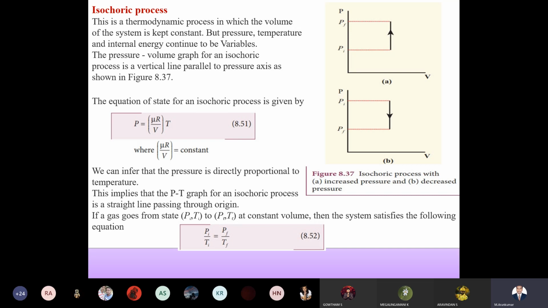The equation of state for this process is, again, P equals mu RT. Volume here is constant, so we can take volume to the other side. So we have P equals mu R by V into T. In these terms, mu, R and V are constant. Then we can take P proportional to T. Then we have the equation of state for two states, that is P initial by T initial equals P final by T final.